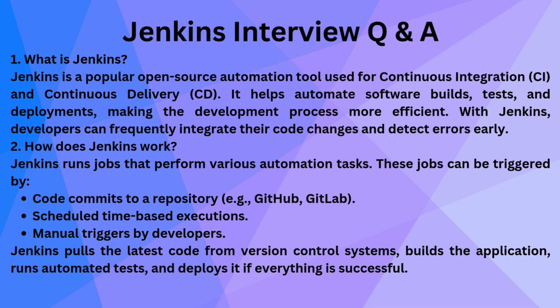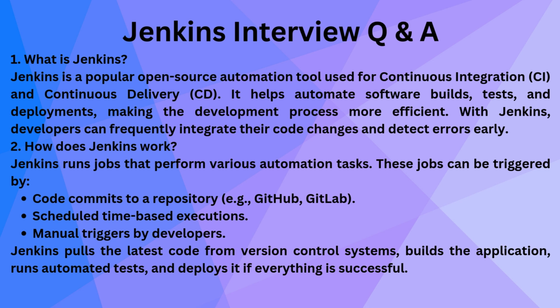What is Jenkins? Jenkins is a popular open-source automation tool used for continuous integration and continuous delivery. It helps automate software builds, tests, and deployments, making the development process more efficient. With Jenkins, developers can frequently integrate their code changes and detect errors early.